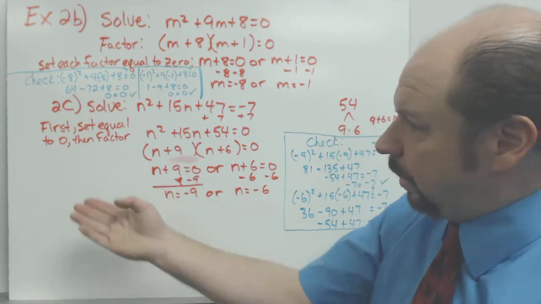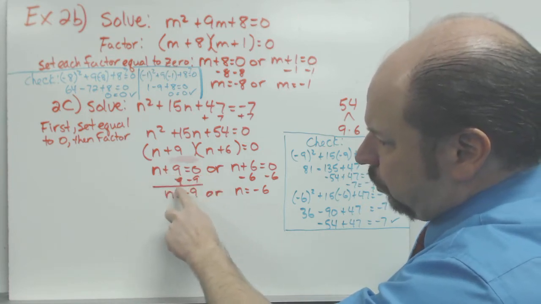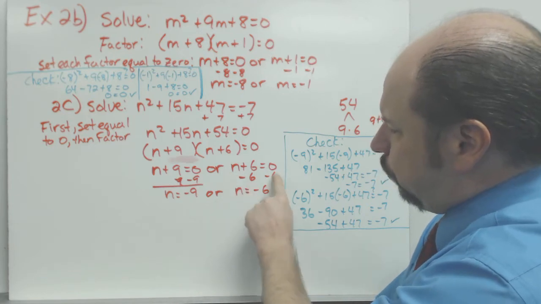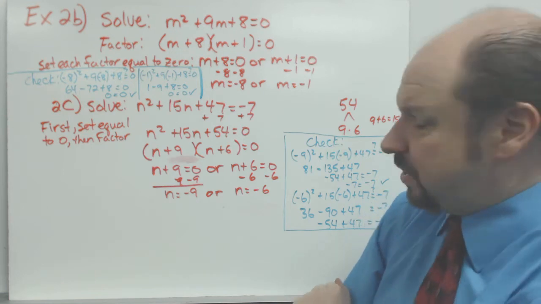So now, once again, set each one equal to 0 and solve. So n plus 9 equals 0, subtracting 9 from both sides, we get n equals negative 9. Or n plus 6 equals 0, subtract 6 from both sides, we get n equals negative 6.